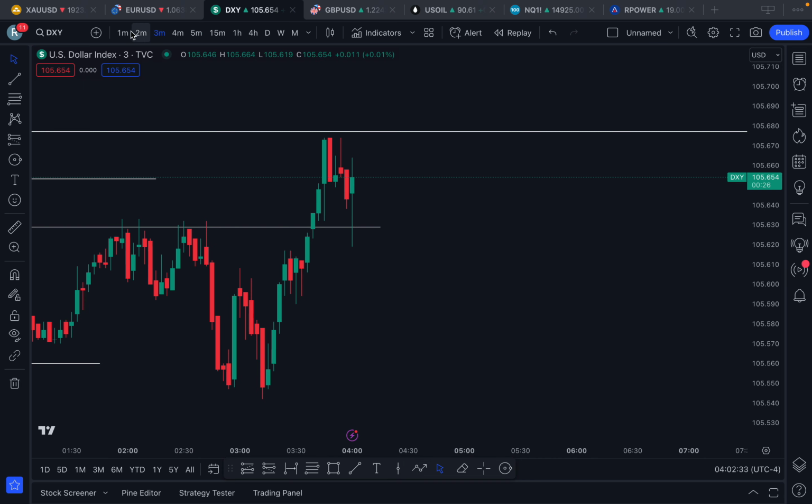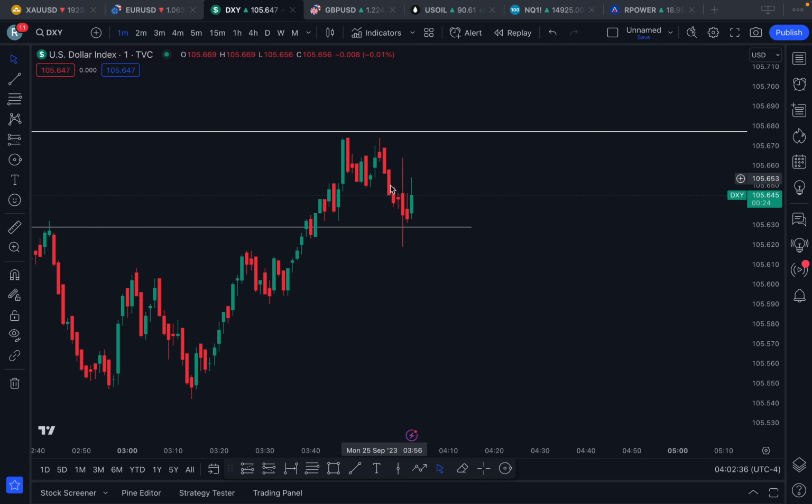What's up with dollar index? Okay, so yeah, we can see two setups over here as well. One and then two.